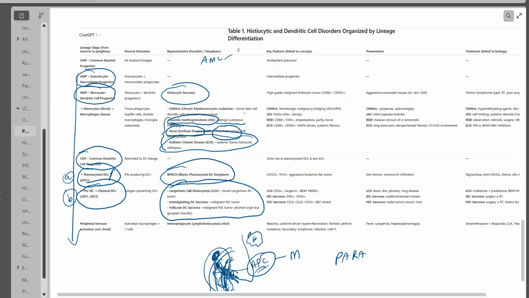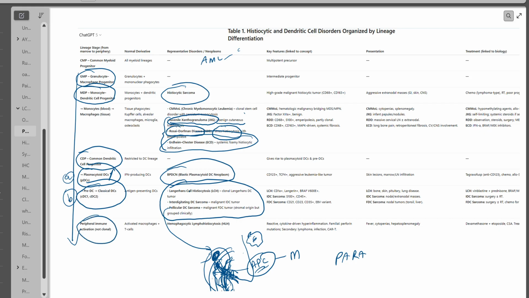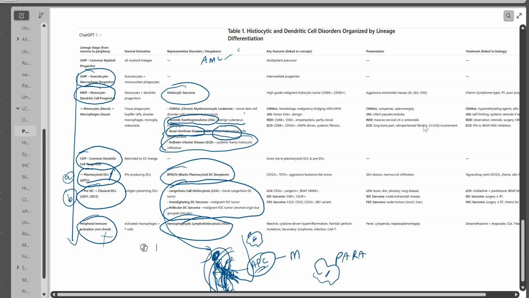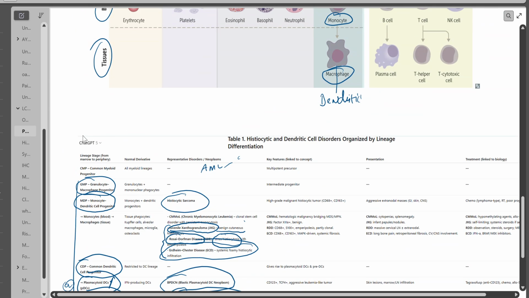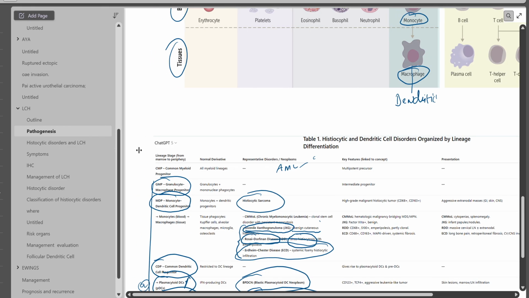If it is proliferating in the follicle of a lymph node, you call it follicular dendritic cell sarcoma. If it is interdigitating, you call it malignant interdigitating. And if you have not clonal, but overactivation of these macrophages in the periphery, then you have HLH. So this is how you have to understand histiocytic disorders pathogenesis.